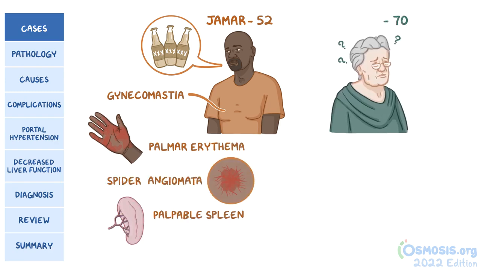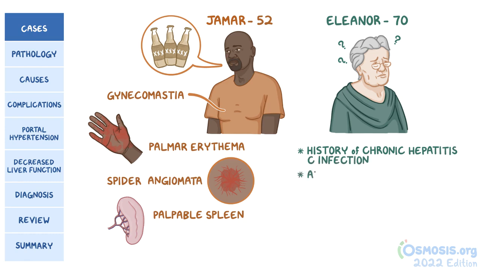Next, a 70-year-old Caucasian female named Eleanor, with a history of chronic hepatitis C infection, is brought to the emergency department by paramedics due to an altered mental status. She's completely disoriented and unable to provide an adequate history. Neurologic examination also reveals asterixis.